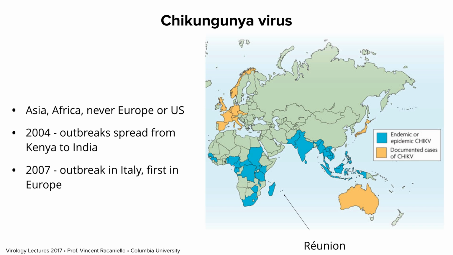In 2004, outbreaks began to spread from Kenya to India. One of the first outbreaks was on this island here, Réunion, a French island, where almost all the population got infected. They had never been infected before. Then it spread to Italy, and a lot of countries in Europe have been infected.